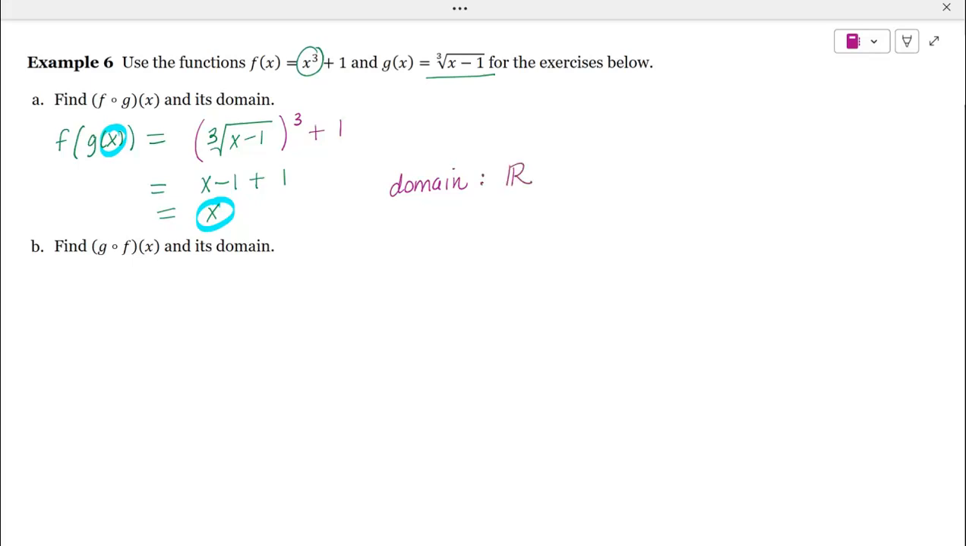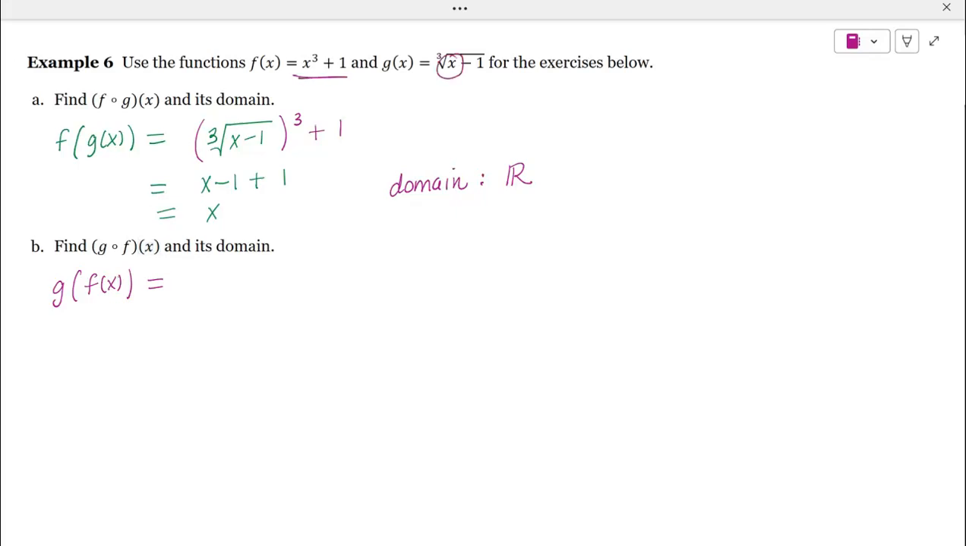Let's look at this the other direction. To show that these are in fact inverses, we have to say that this is true going in the other direction as well. So let's find g(f(x)). So now I'm going to take this function and plug it in for x here.